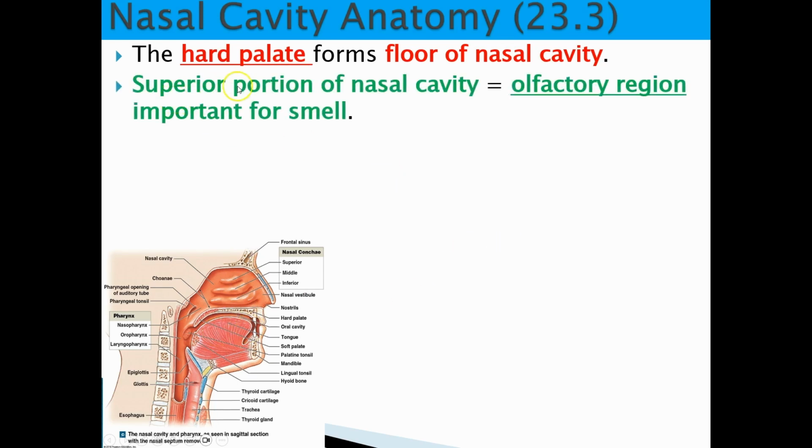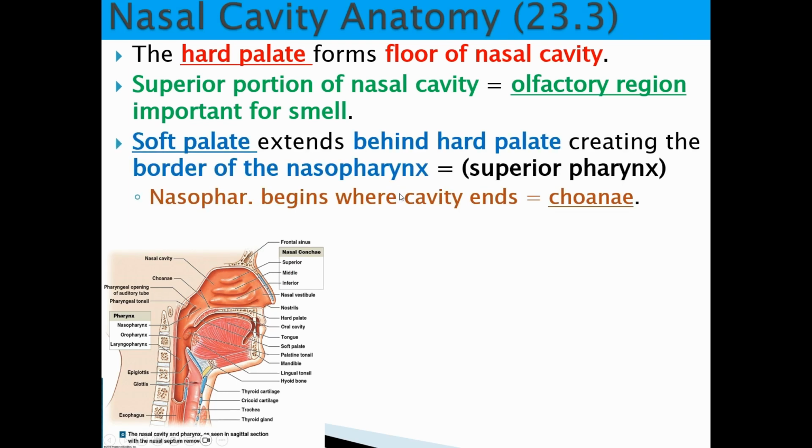All right, the superior portion of the nasal cavity, you should note, is the olfactory region, important for smell. So this is where all those olfactory little nerves would be poking through. They'd be right down in this region right here. And so that's the olfactory region for smell. You should definitely note that. Obviously, our nasal cavity houses olfactory receptors.